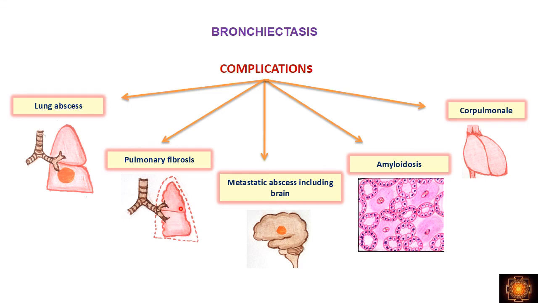And as it's a chronic process, the patient may develop amyloidosis. And once the parenchyma is getting compressed by the dilated bronchi, it will cause pulmonary hypertension and back pressure on the heart. So that can lead to heart failure, what we call cor pulmonale. So these are the complications. The patient can have lung abscess, metastatic abscess, fibrosis, amyloidosis, and cor pulmonale.